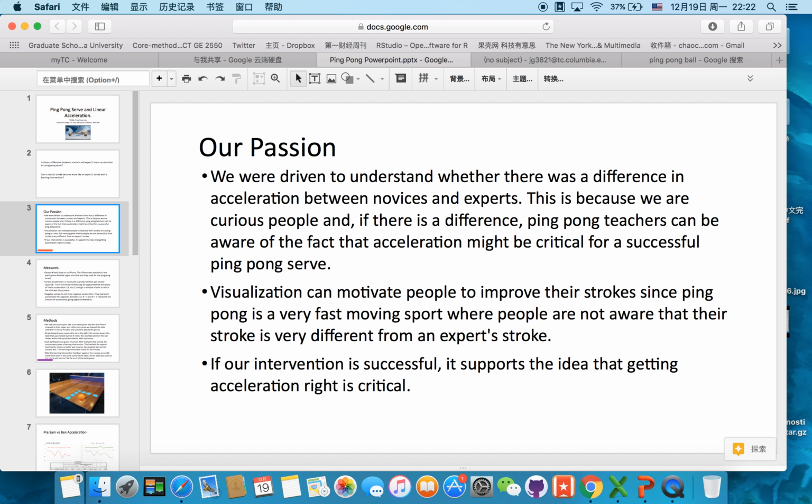Our passion: we are driven to understand whether there was a difference in acceleration between novices and experts. This is because we are curious people, and if there is a difference, ping pong teachers can be aware of the fact that acceleration might be critical for a successful ping pong serve. Visualization might be really useful for motivation, and if our intervention is successful, it supports the idea that getting acceleration right is critical.